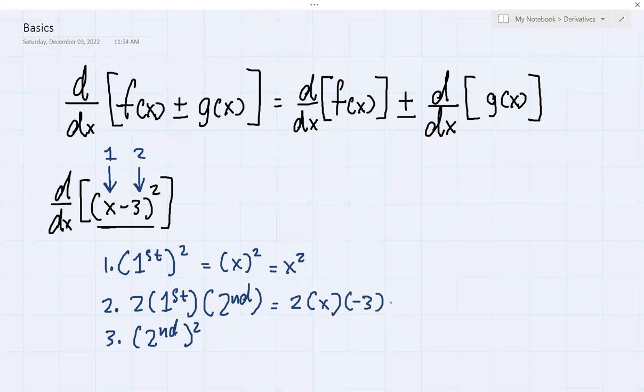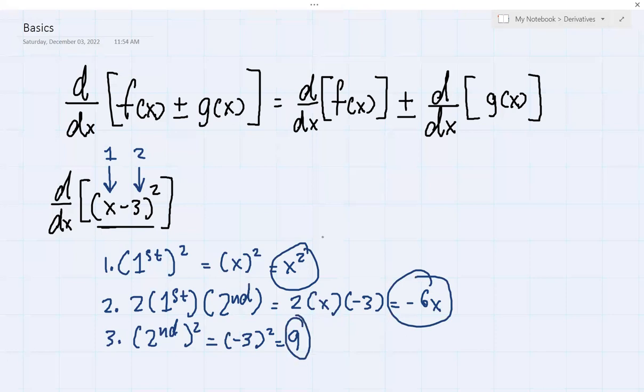So, 2 times x times negative 3, we have negative 6x. Then, lastly, the third step is to square the second term, which is negative 3. So, we have the square of negative 3, which is positive 9. Now we can add them all together. If you add them together, we will have x squared minus 6x plus 9. That's the result.